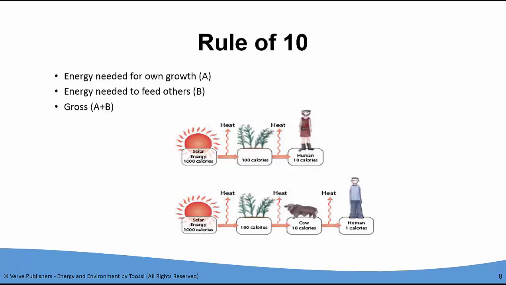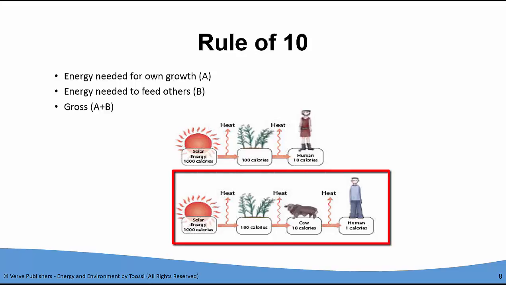If you are a carnivore and we are a meat eater, then thousands of calories of the solar energy will turn into 100 calories of the plant energy. Off of that, only 10 calories goes to the meat, and then 1 calorie of that ends up being consumed by us. In every trophic level, 90% of the energy is wasted.